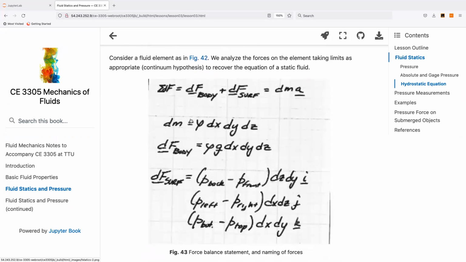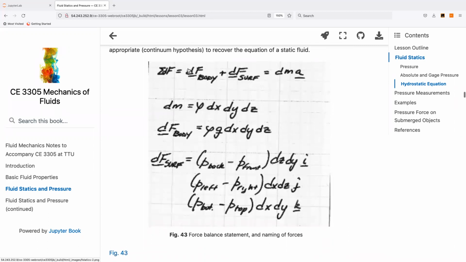And if we analyze the forces on that, we can go back to our statics class and remember that the sum of the forces is really mass times acceleration. And in statics, we just set acceleration to zero to make life easier. The forces in this case are comprised of the body forces, which is the weight, and the surface forces, which will be the pressure forces on each of the 6 faces.